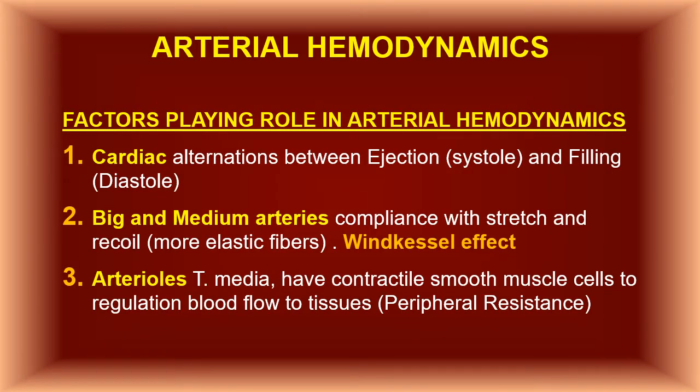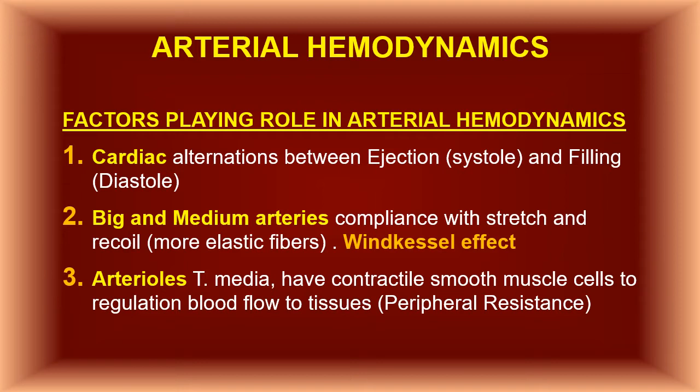So to start with the arterial hemodynamics, we need to know what factors will affect the behavior of blood, or the velocity of the blood, or the flow of blood in the arterial tree. There are mainly three factors, and we're going to discuss them one by one.